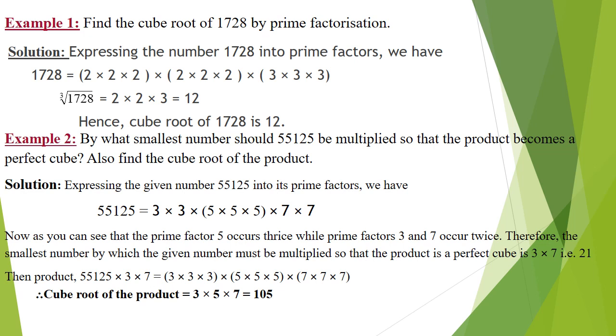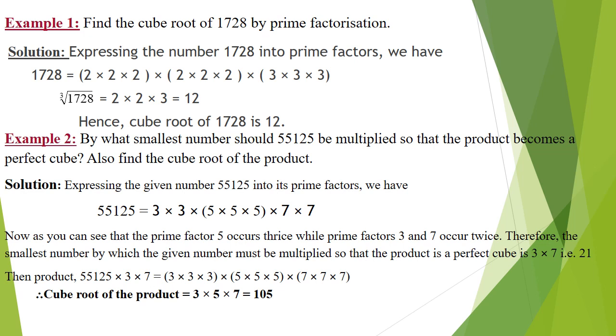So when you have to find the cube root of this number, which is 1728, you have to take out one prime from each triplet. So while finding the cube root, it is equal to 2 from the first triplet into 2 from the second triplet into 3 from the third triplet. So the cube root of the number will be their product, which is equal to 12. Hence cube root of 1728 is 12.